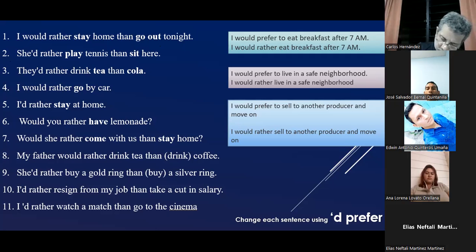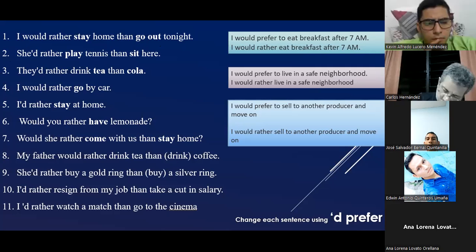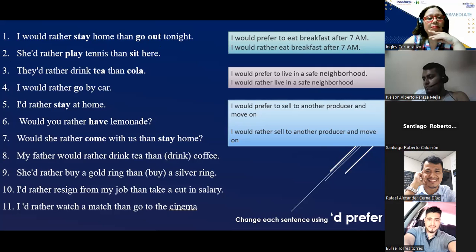Okay, then number 2. Teacher, I have a question. If I say I will stay to home or at home? Okay, you could say stay home and it's okay. Stay at home is like you are emphasizing the place where you are going to stay. Okay, it's the same meaning, but with more emphasis, stay at home.